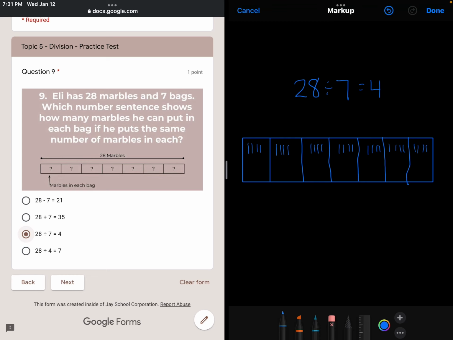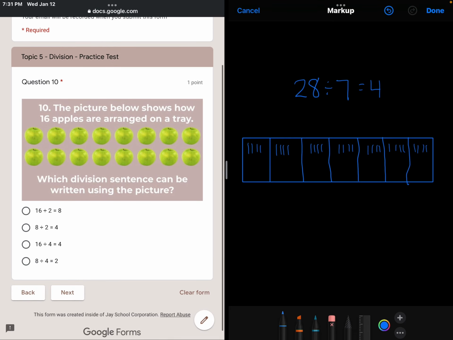They want to know, which number sentence shows how many marbles he can put in each bag? Well, 4 is the amount of marbles he can put in each bag. That's how you're going to show how many marbles he can put in each bag. Okay, so your 28 divided by 7 equals 4. Show me how you solved it. Okay, so 28 divided by 7 equals 4 is the answer.